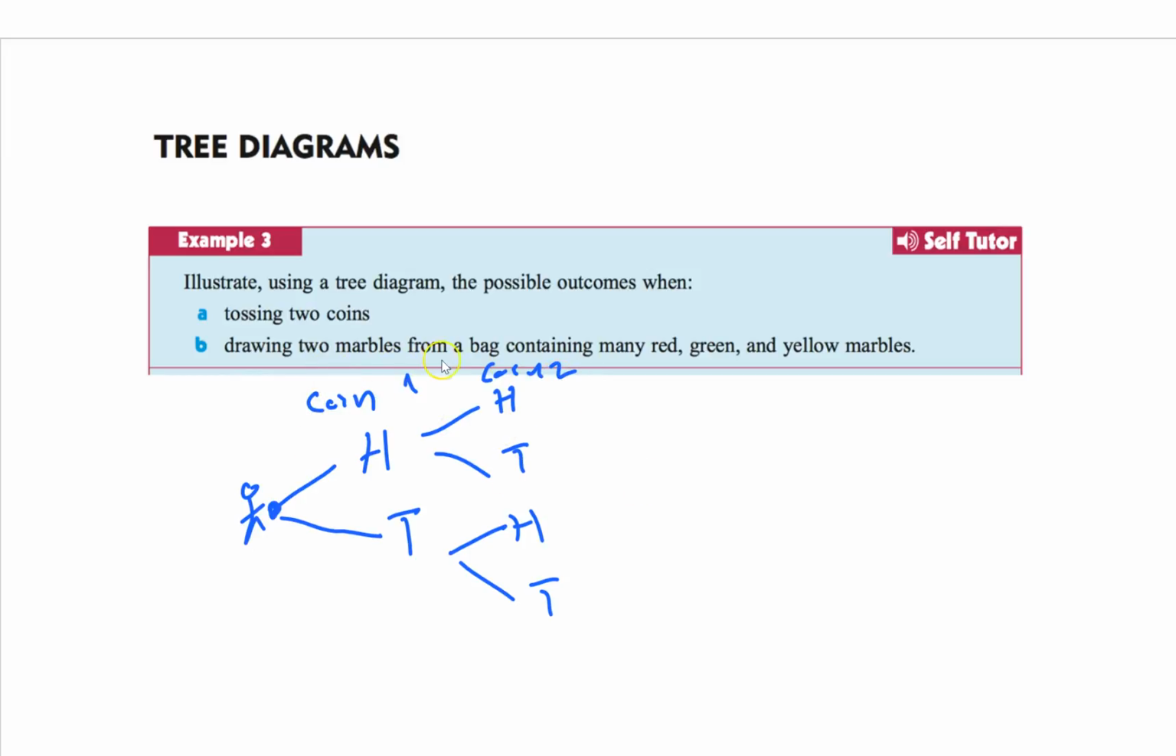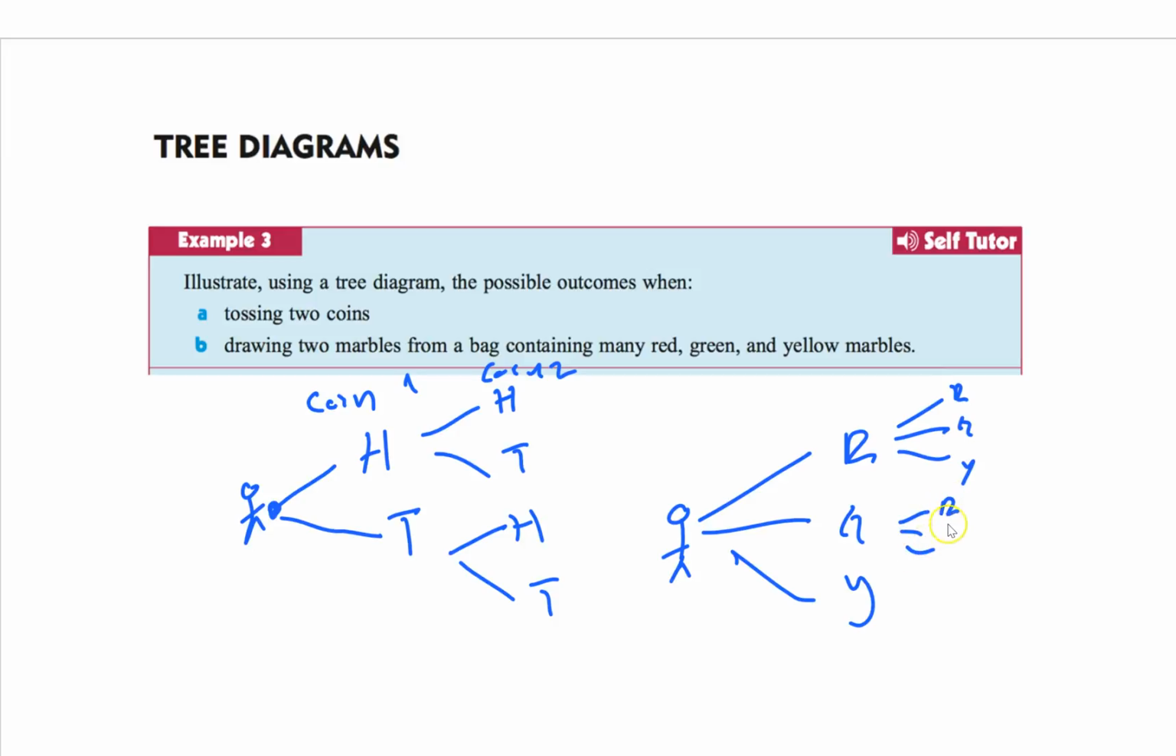Real quickly, drawing two marbles from a bag containing red, green, yellow marbles. So when you draw one marble, you could get red or green or yellow. And then once you do that, you can do it again. So red, green, yellow. Red, green, yellow. Hopefully your things are nicer than mine. So that's what the tree diagrams look like. Again, we'll do this more. We'll have a whole section on this later.